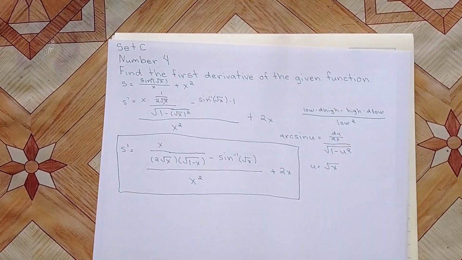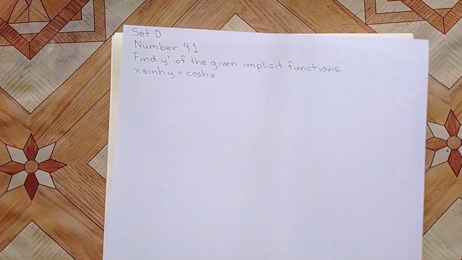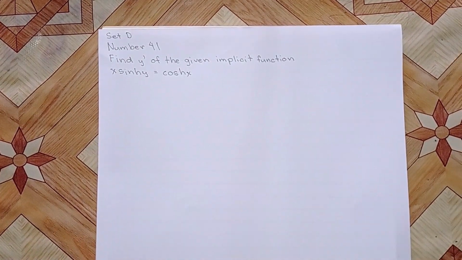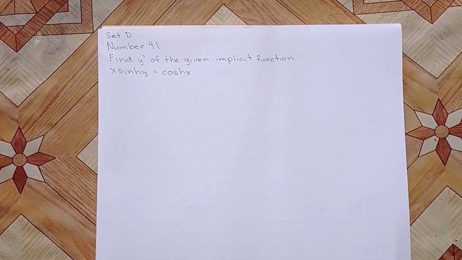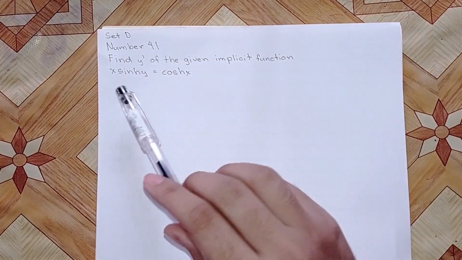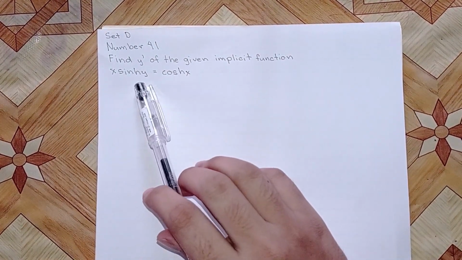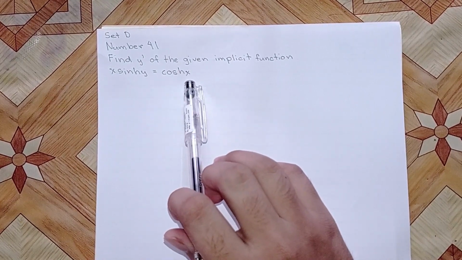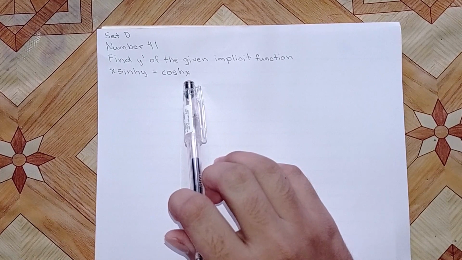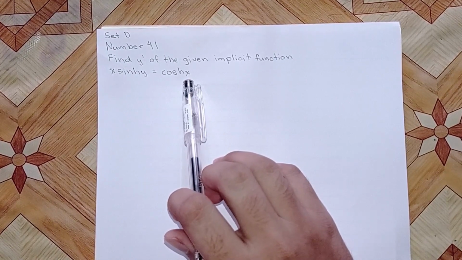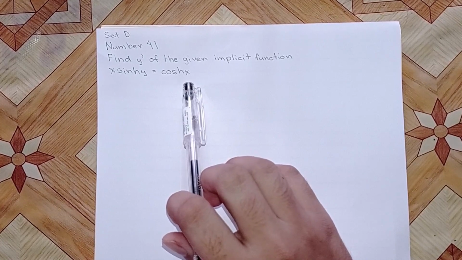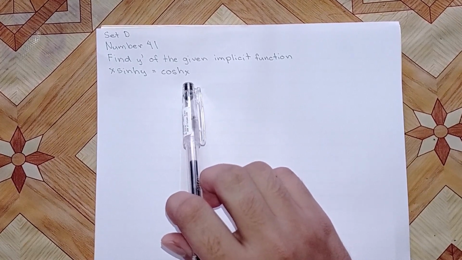Let's now proceed for our last problem for this video. For our last function, we have here an implicit hyperbolic trigonometric function wherein x hyperbolic sine y is equals to hyperbolic cosine x. And as we all know, in solving the derivative of implicit functions, the first thing that we have to do is to find the derivatives of both sides.